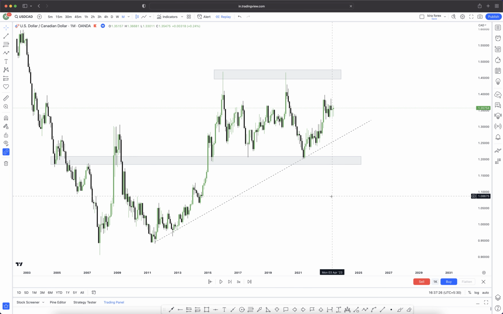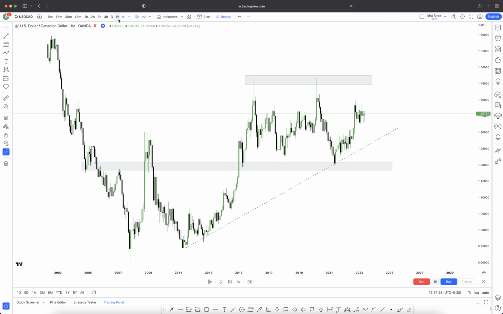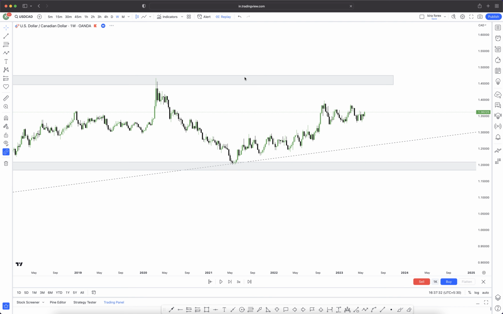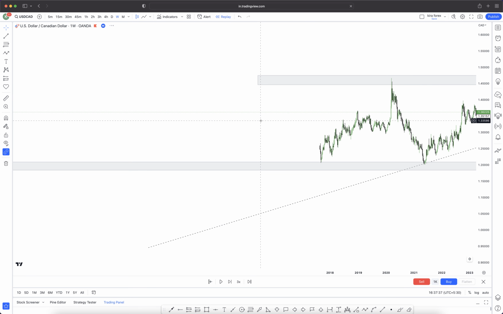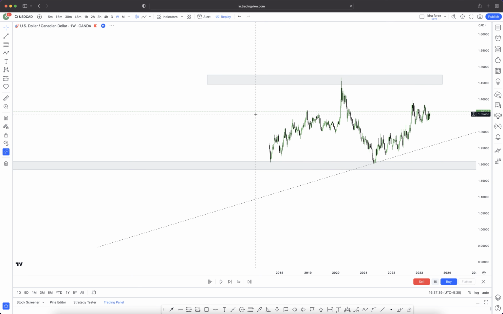Now let's move to the weekly time frame and also see what we have there. The weekly time frame and the monthly time frame, there's not too much difference between these two time frames. So let's see what is happening on the weekly time frame.